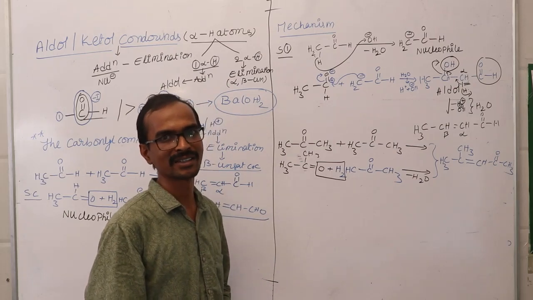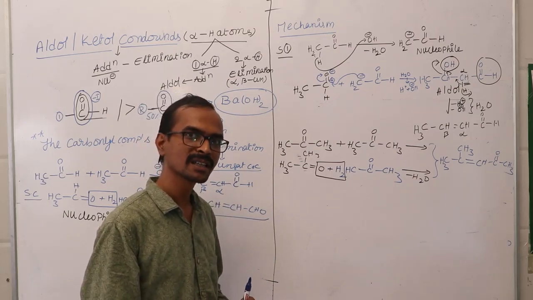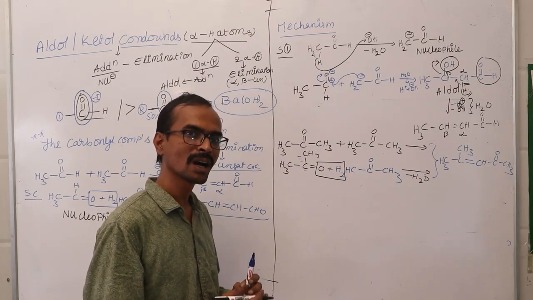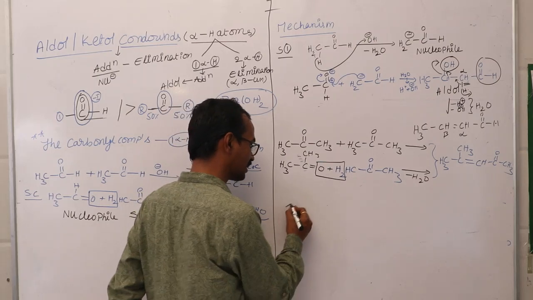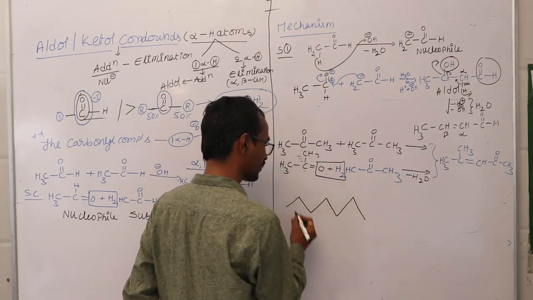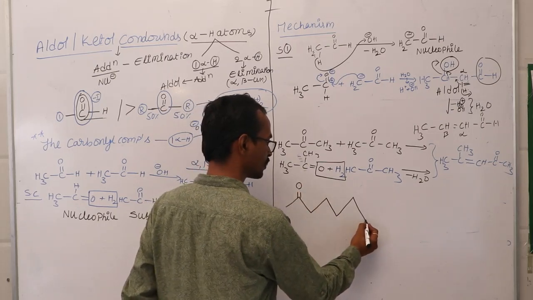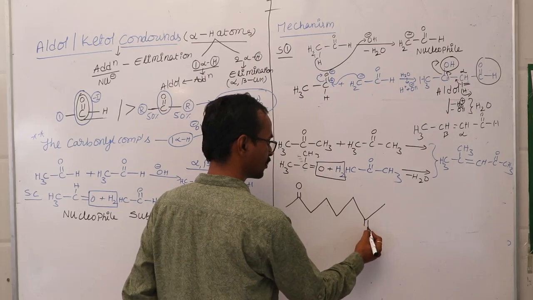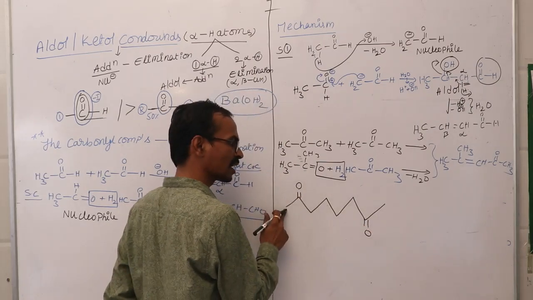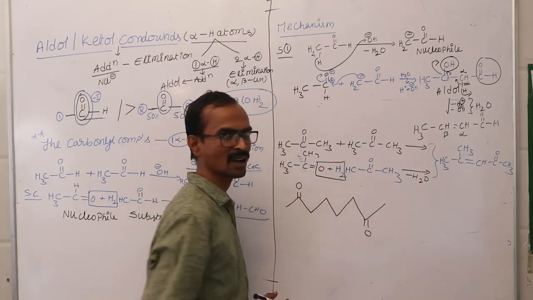Intramolecular aldol condensation: if two carbonyl compounds are present in the same molecule, that is called intramolecular aldol condensation. Like this, I am having a molecule, here a double bonded O and here a double bonded oxygen. So this is an alpha hydrogen, and this is another alpha hydrogen, this is another alpha hydrogen.